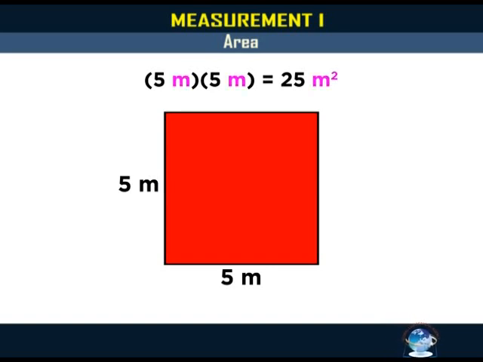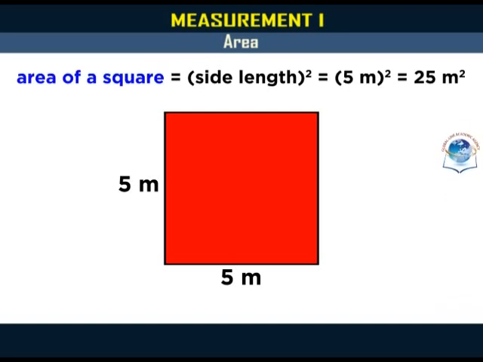Remember that units will be manipulated just like in algebra. So meters times meters is equal to meters squared, just like x times x is equal to x squared. And so with that, we understand the area of a square, its length squared.